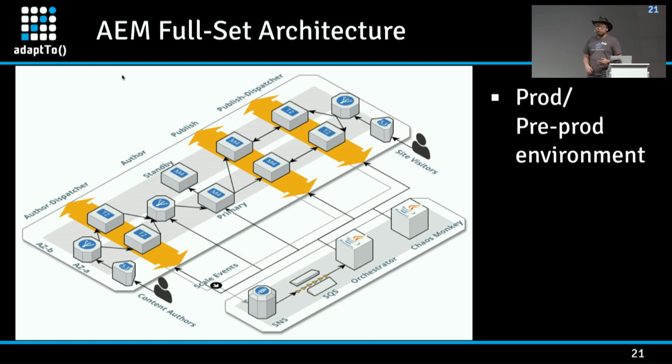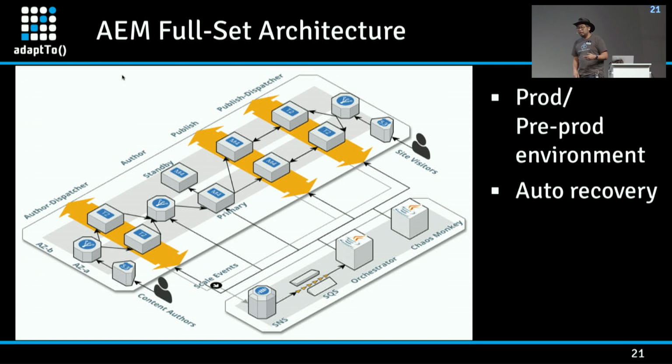This is suitable for production and pre-production environments. Some users end up having 20 of these just because they want a production-like environment as early as possible in their continuous delivery pipeline, and that's fine, but it's costly, obviously.